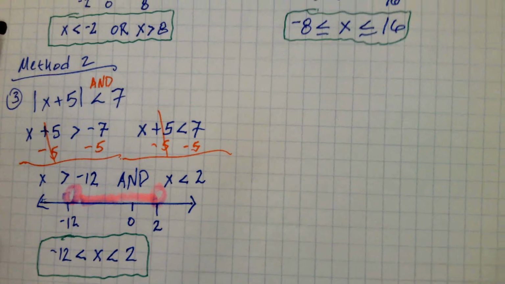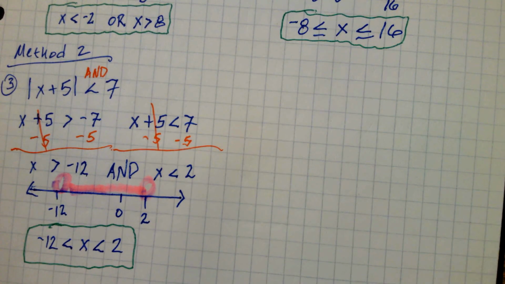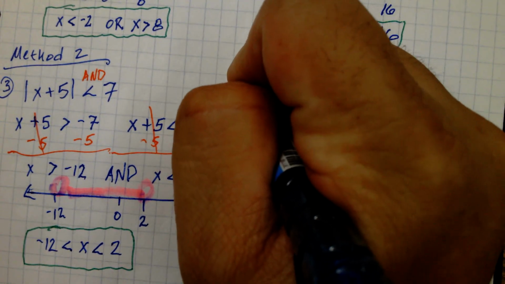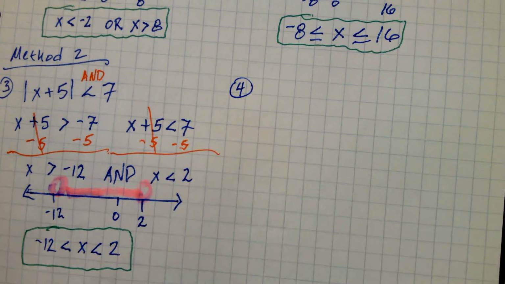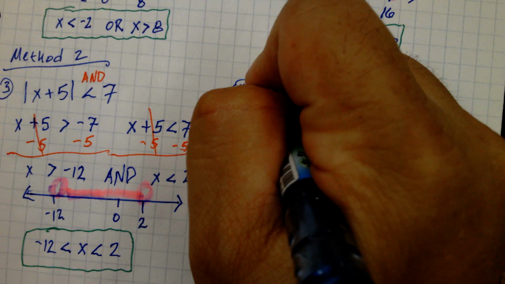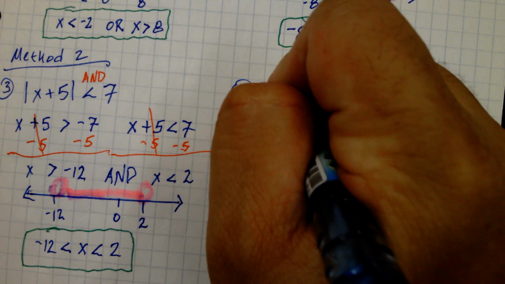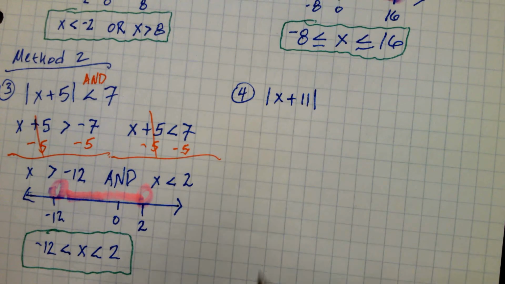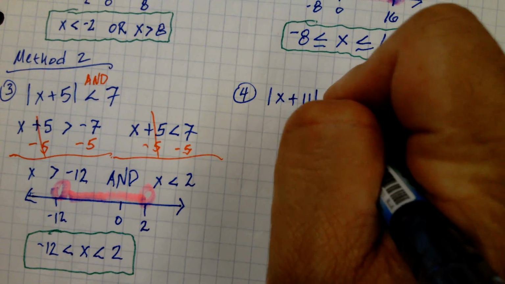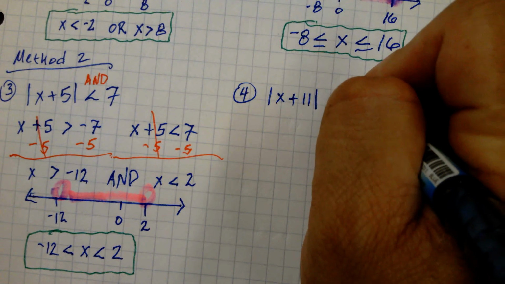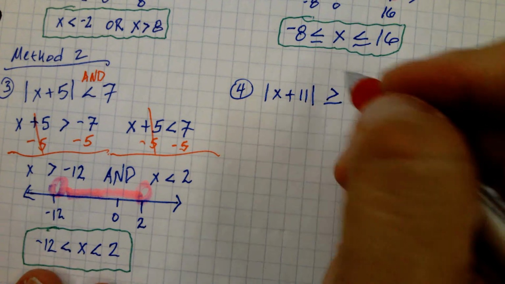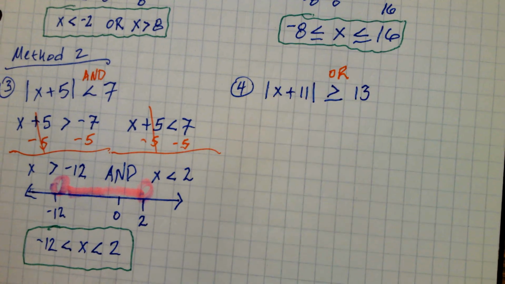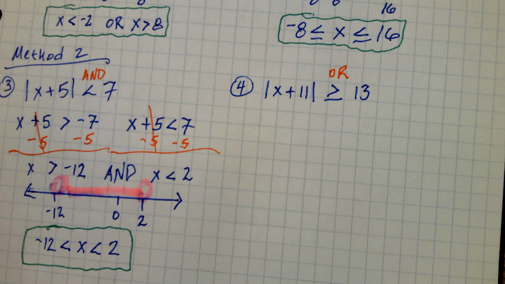All right, let's do the last one, number 4. So we have absolute value of x plus 11 is greater than or equal to 13. So this is an or. Okay, so let's break this up into two inequalities. Guys, focus.